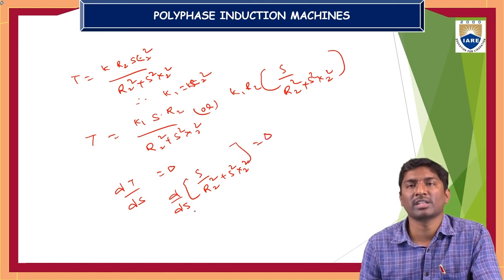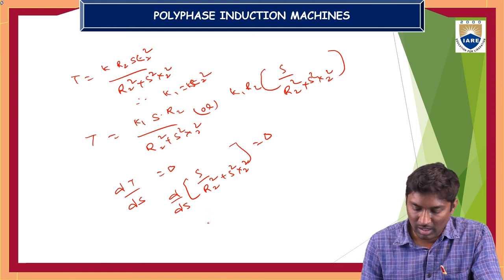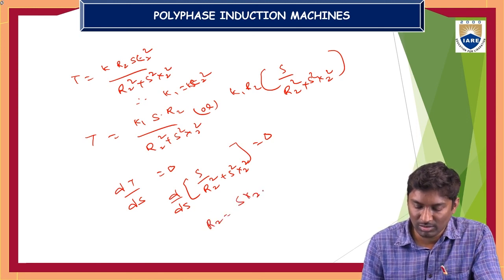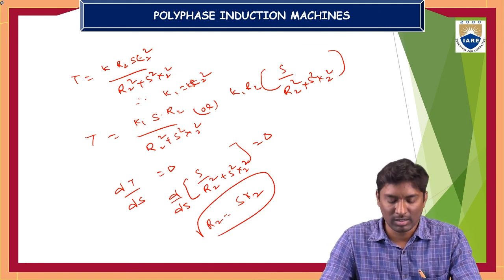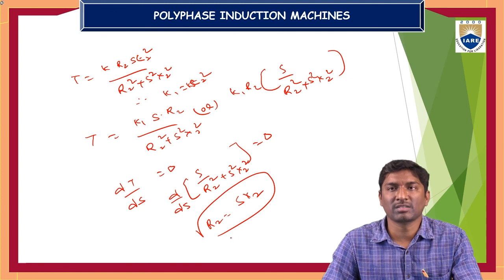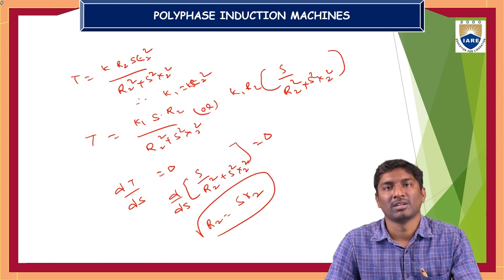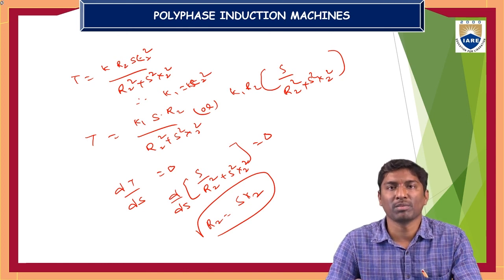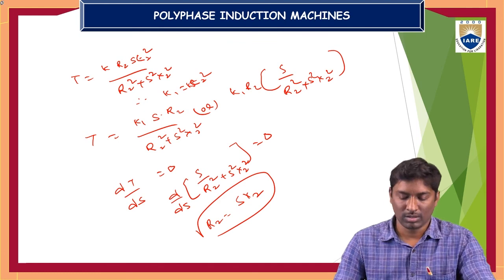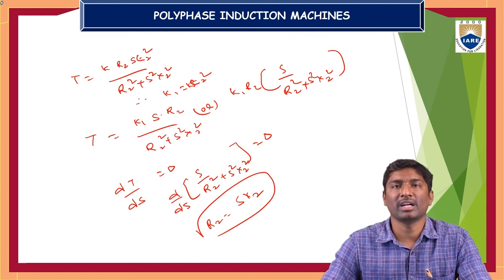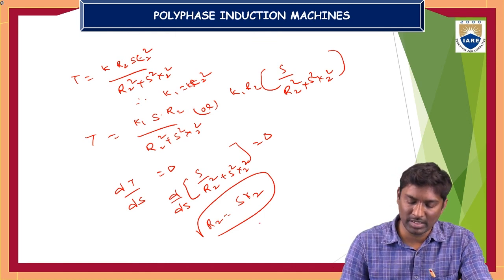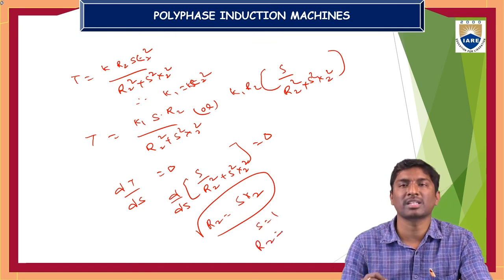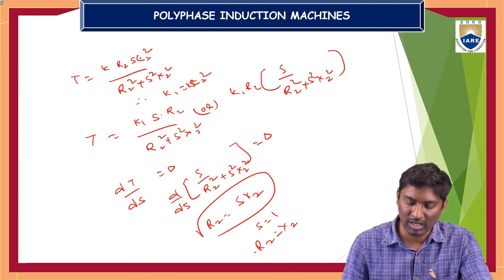If you differentiate this equation, you get R2 equal to S into X2. So this is the condition for maximum torque: the rotor resistance is equal to the slip times the rotor reactance. This is the condition for maximum torque under running condition. At standstill, the slip is equal to 1, so the rotor resistance is equal to the rotor reactance.